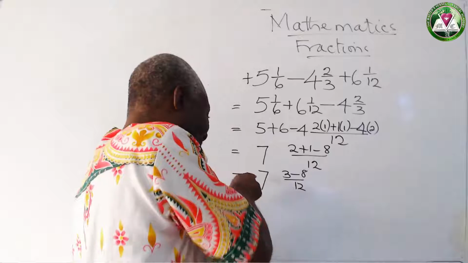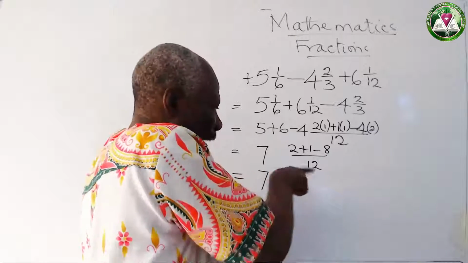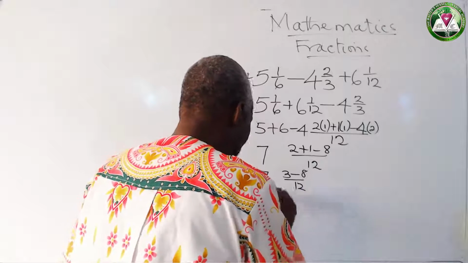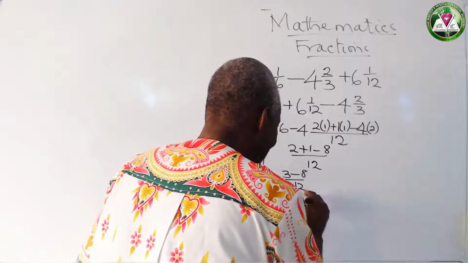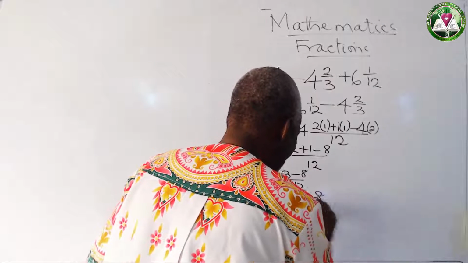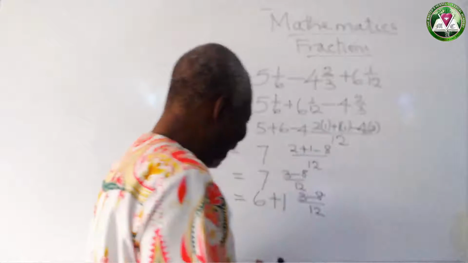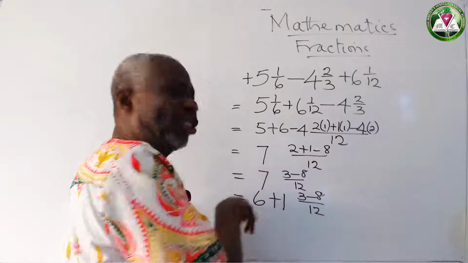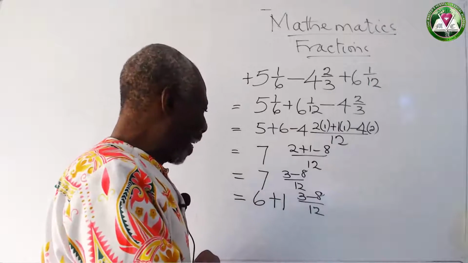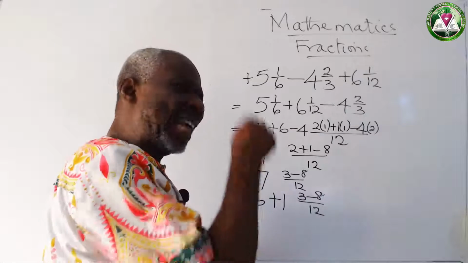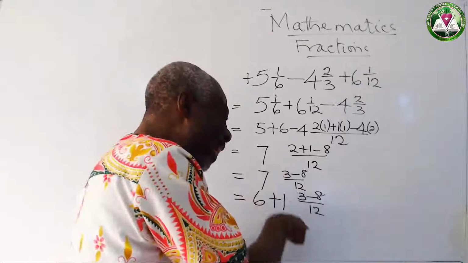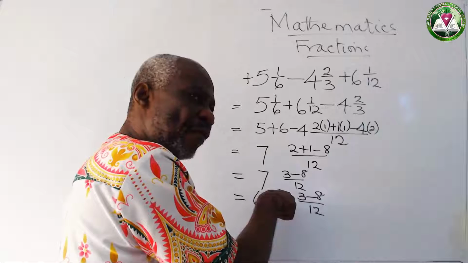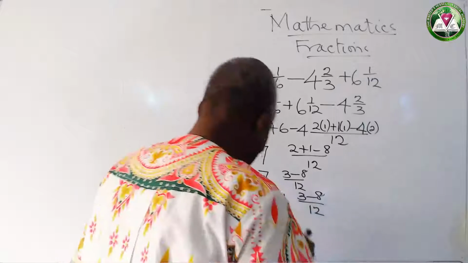So it means we must bring out something from this 7, which will help us to solve that side. So we write this as 6 plus 1, then 3 take away 8, all over 12. It is this plus 1 that we brought out here that we want to make sure enters into the proper fraction side so that we can solve. But that proper fraction side has a denominator 12. Therefore, this 6 here becomes 12 over 12. So we write it like that.